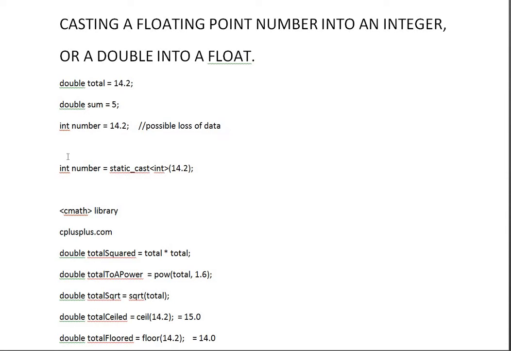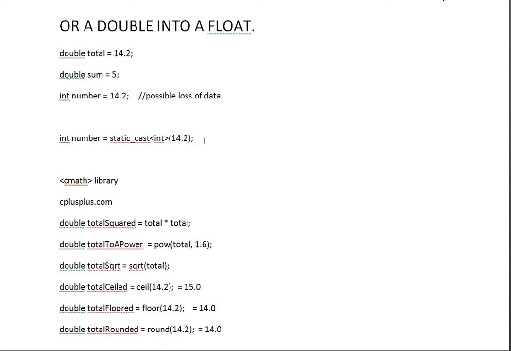Well, in order to get away from this, what we have to do is tell the compiler we're really serious about this. So what we're going to do is explicitly cast our number into an integer. The kind of cast we're going to do is called a static cast, and we use the little arrow operators, and we're going to cast the number into an integer.